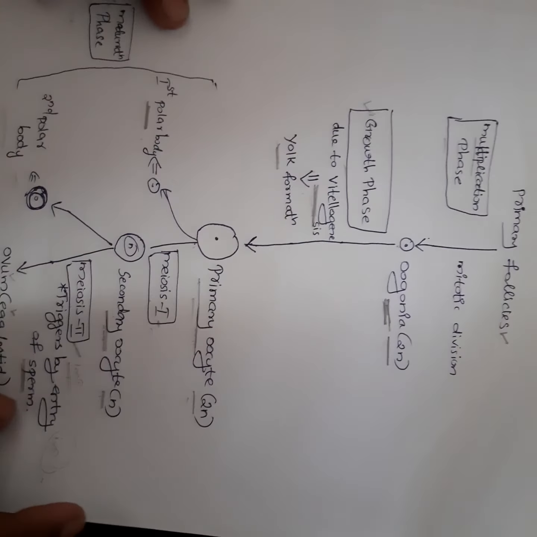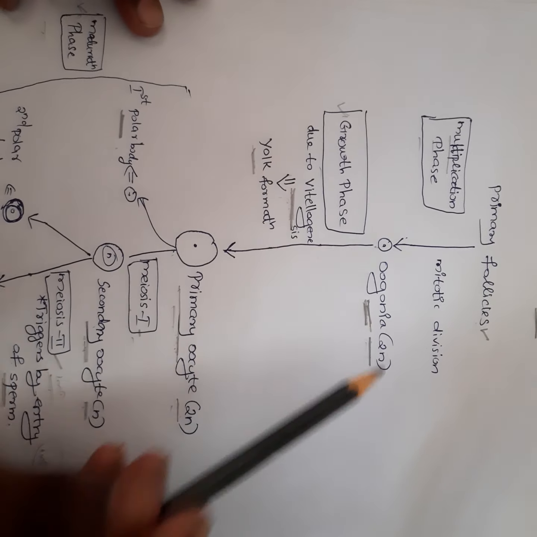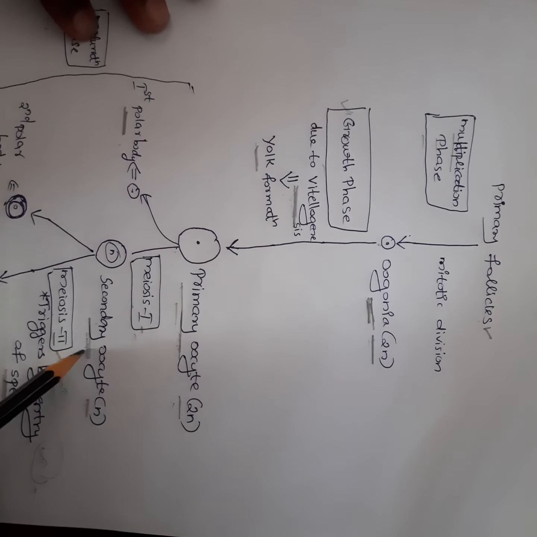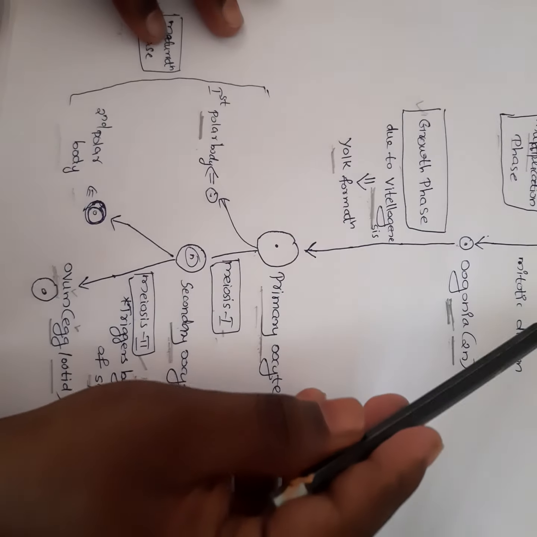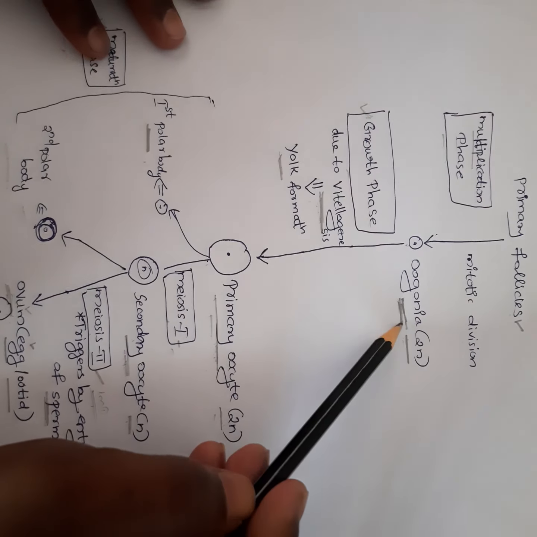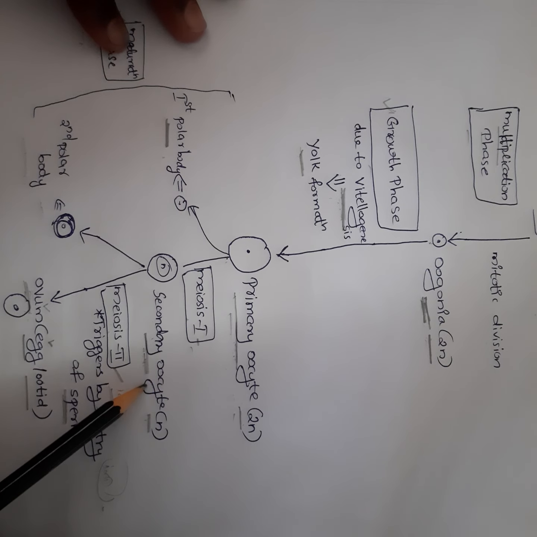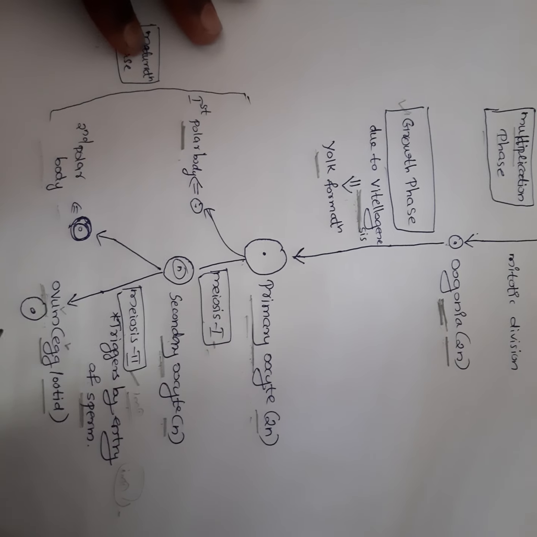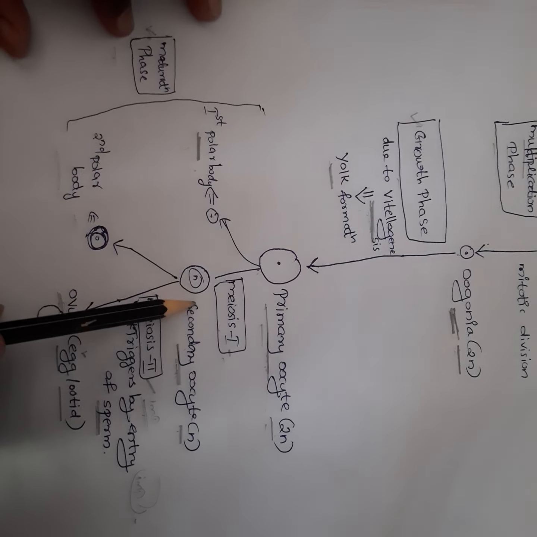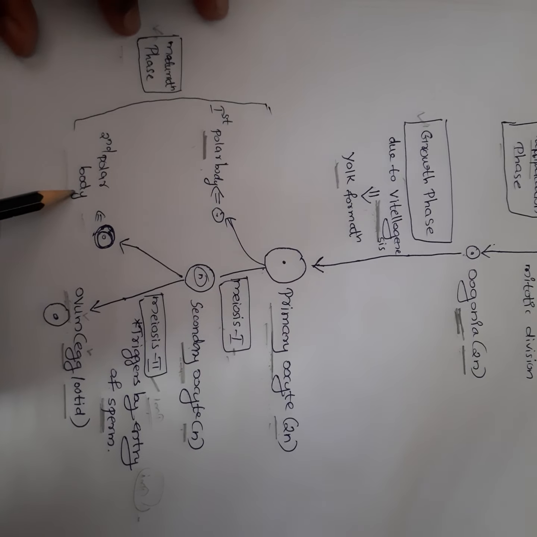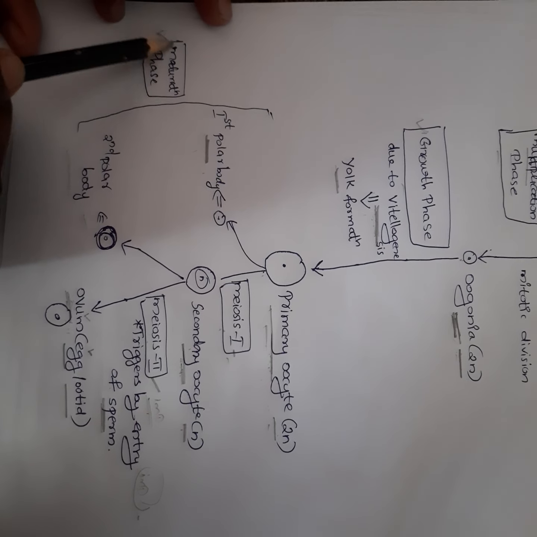I'm taking the sequence. First, primary follicles, next oogonia, then primary oocyte, then secondary oocyte, then ovum, right? The primary follicles will be diploid, oogonia will be diploid, primary oocyte also diploid, but the secondary oocyte and ovum will be haploid. And also remember, the first polar body is formed after meiosis 1 and the second polar body is formed after meiosis 2, and all these events happen during the maturation phase.